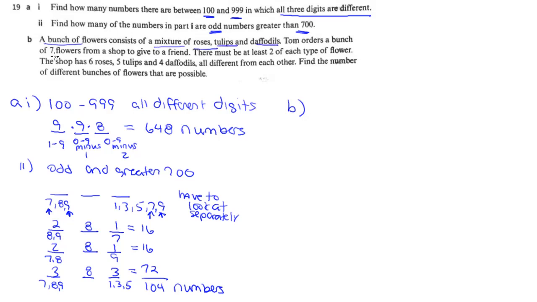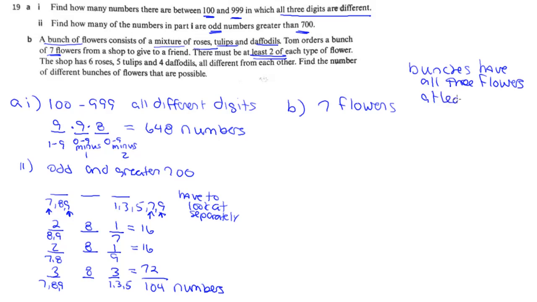Now, the last one says I've got these flowers in bunches. And we want 7 flowers. Now, they tell you that a bunch has to have all the flowers, and then they get really specific, and they say each bunch has to have at least 2 of each type of flower. All right, so let's go ahead and map this out. We've got roses and tulips and daffodils. We've got 6 roses, and we've got 5 tulips, and we've got 4 daffodils.